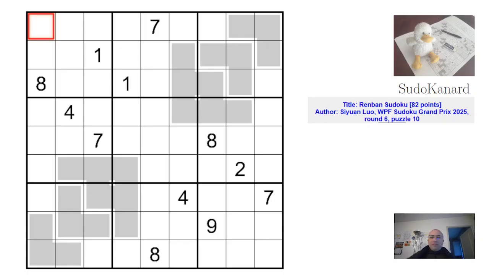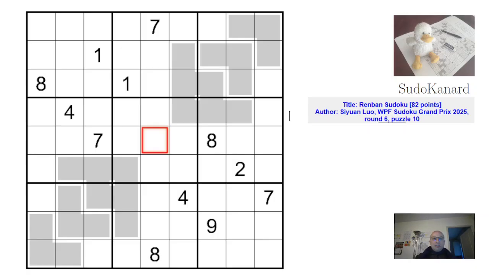We're here to solve this Renban Sudoku by Chinese author Siyuan Luo, whose name I always pronounce very badly, and I'm sorry for this. This puzzle was featured in the latest Sudoku Grand Prix, and unfortunately I couldn't break into the puzzle during the contest. I found what I had missed after the contest. I hope I'll be able to find it again.